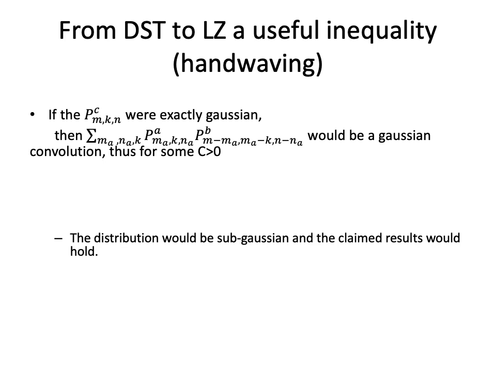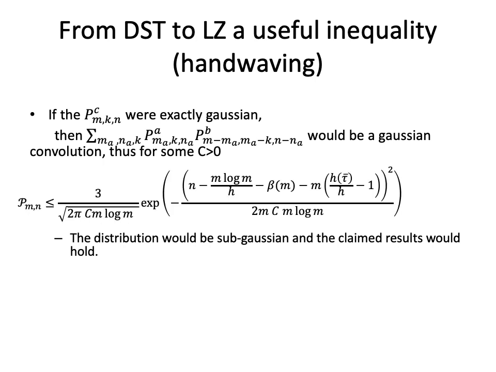If we take the previous convolution, and if the coefficients were exactly Gaussian, then the convolution will be a Gaussian convolution, and therefore, as a classic result with Gaussian convolution, the result will be Gaussian. And for some constant C, we will get the following inequality, and we will get the claimed result that basically the distribution of the path length is very peaked around the mean, and that the variance is small, in m log m, and therefore we will get the same result via the renewal property about the redundancy.